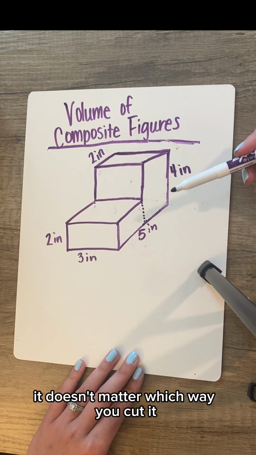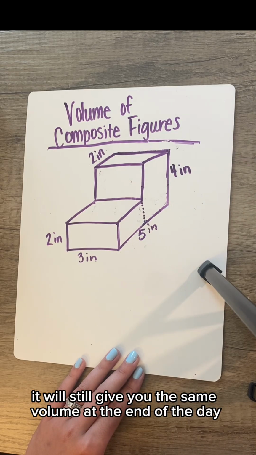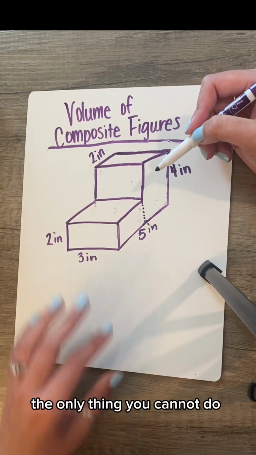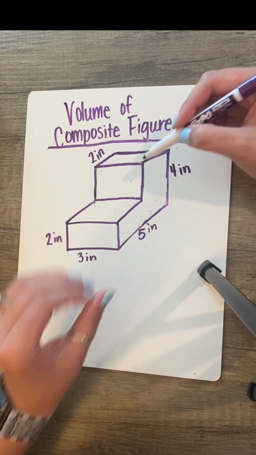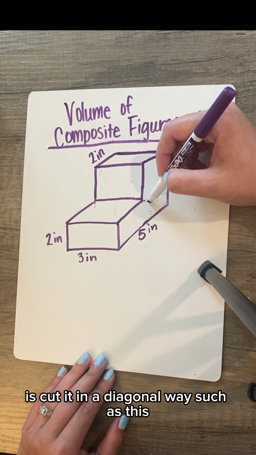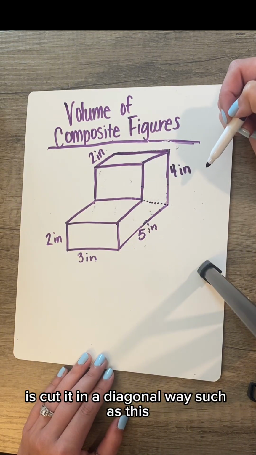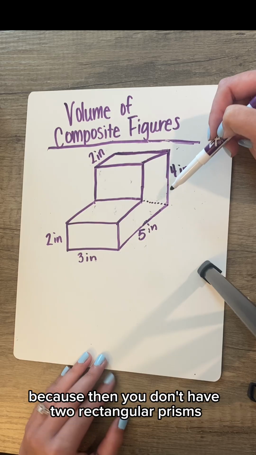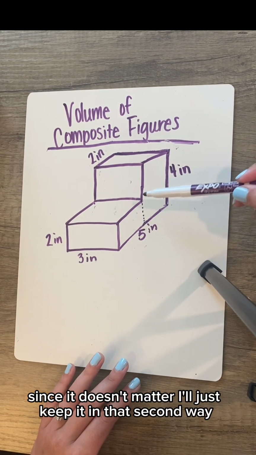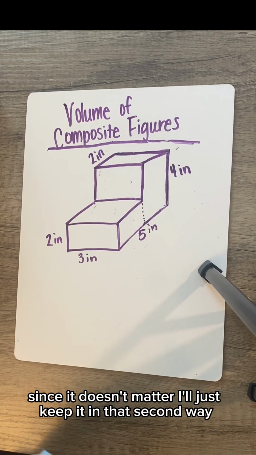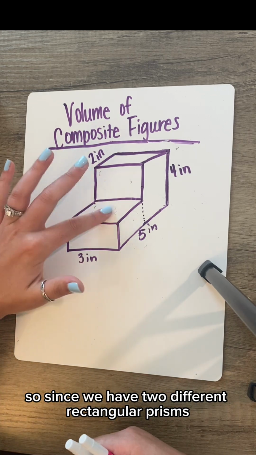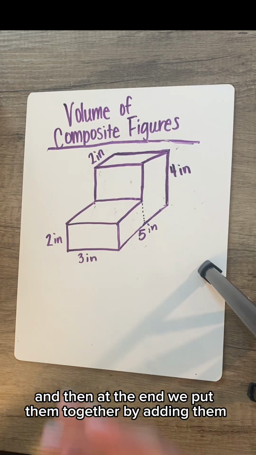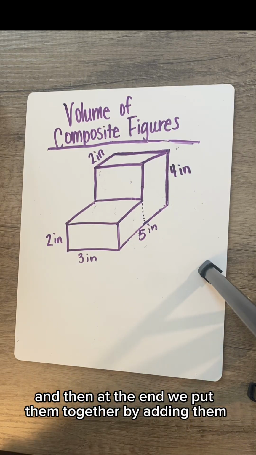It doesn't matter which way you cut it. It will still give you the same volume at the end of the day. The only thing you cannot do is cut it in a diagonal way, such as this, because then you don't have 2 rectangular prisms. Since it doesn't matter, I'll just keep it in that second way. So since we have 2 different rectangular prisms now, we need to find the volume for each of them. And then at the end, we put them together by adding them.